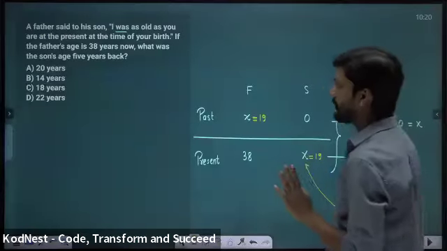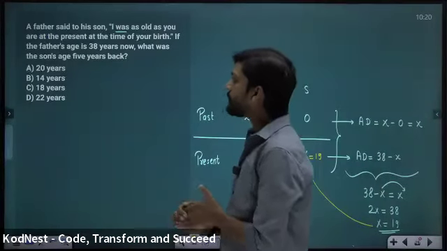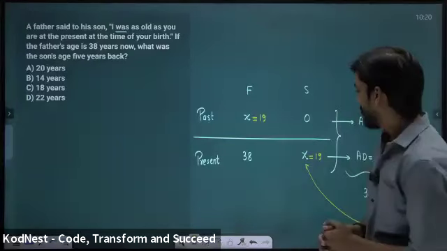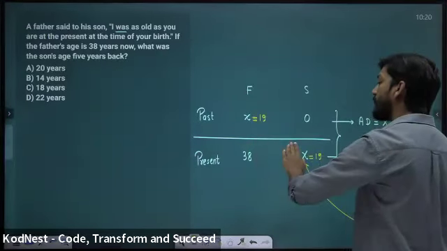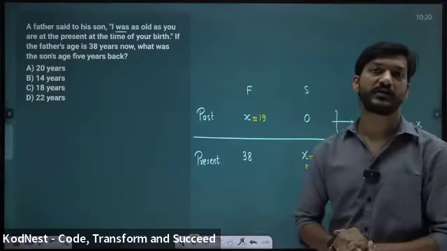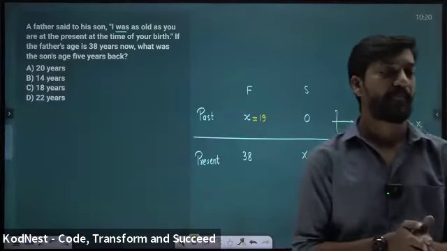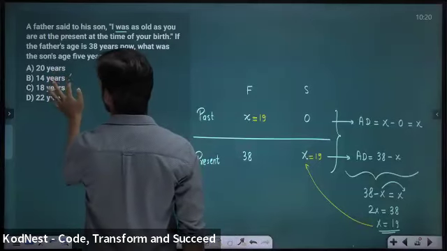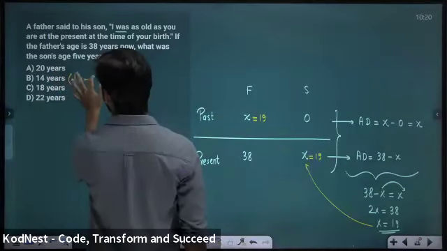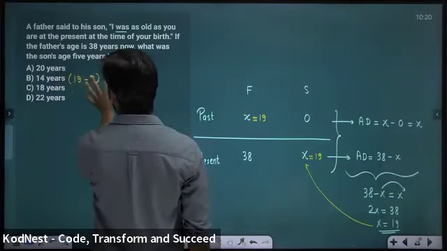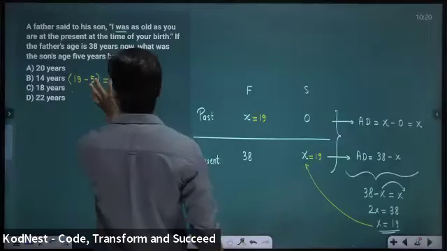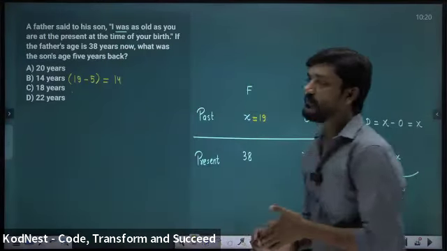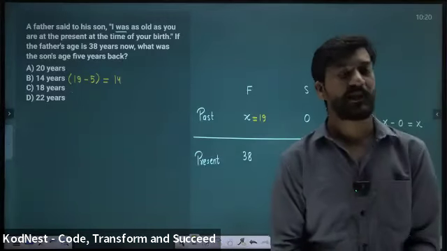All right. Now I have to answer. Son's age 5 years back. This is present. 5 years in the past, I have to answer. So what will you say? 14. 19 minus 5. They are asking about son, not father. So this will be 14. So B option becomes correct this way.